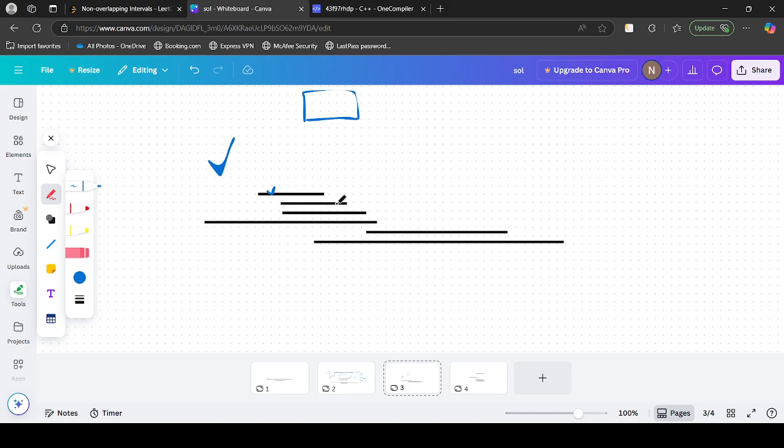So let's come to the second one. Coming to this, obviously the endpoint of the one before is greater than the starting point of this. So these two are overlapping. So which one to remove now?